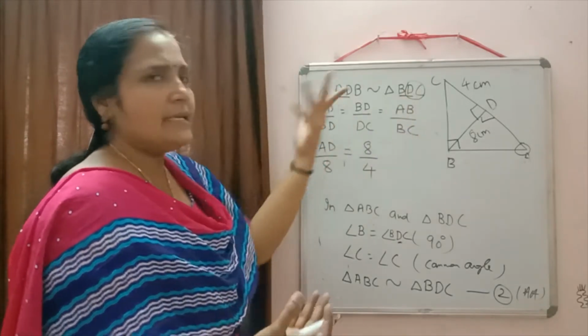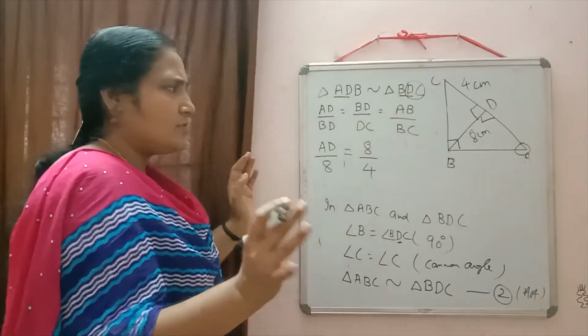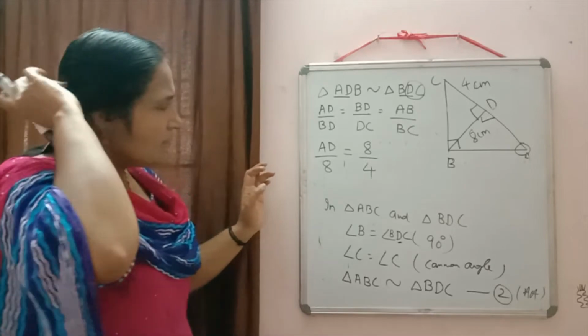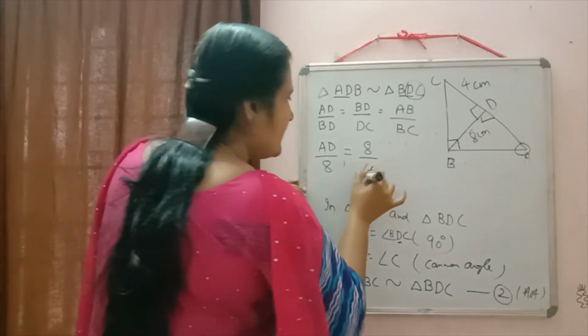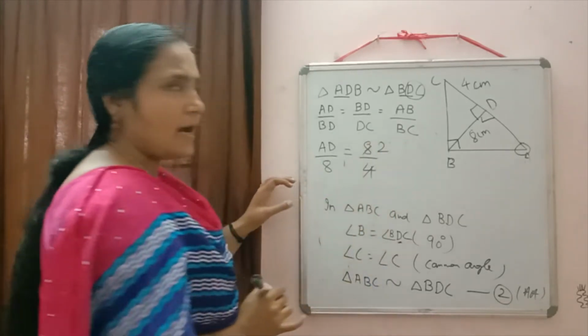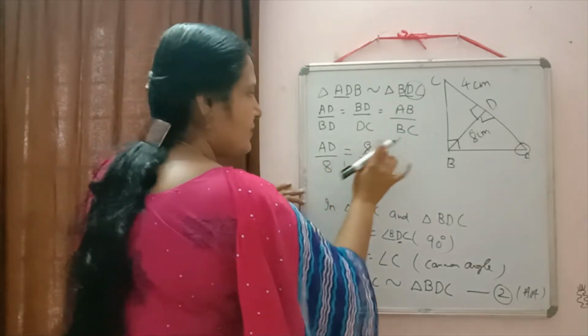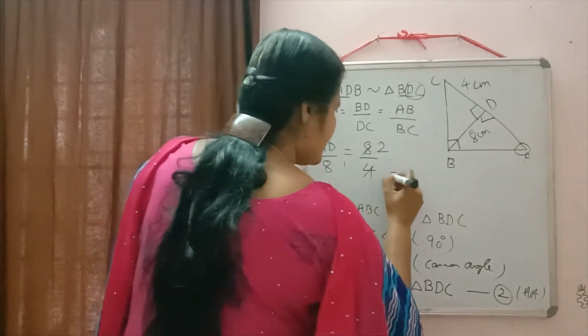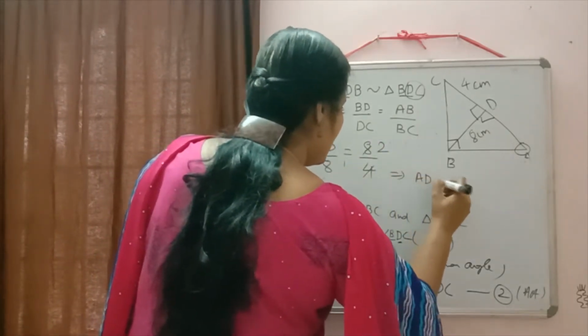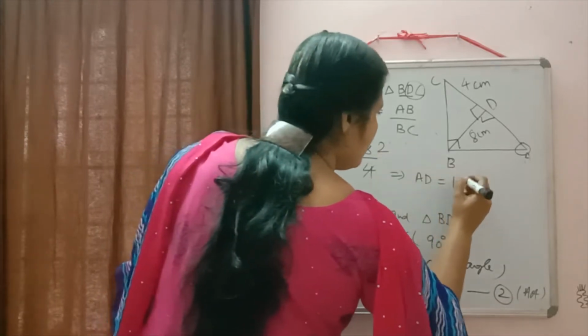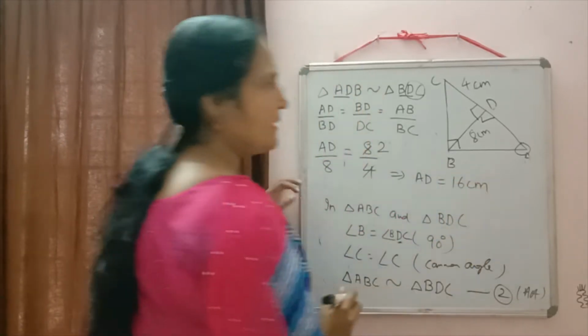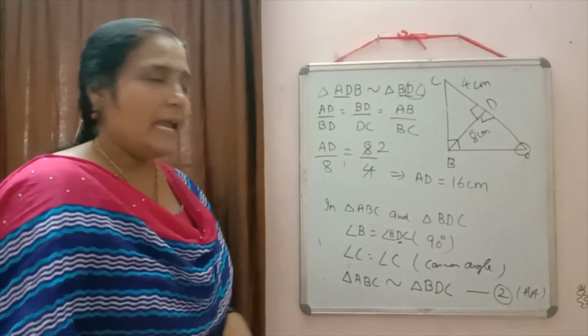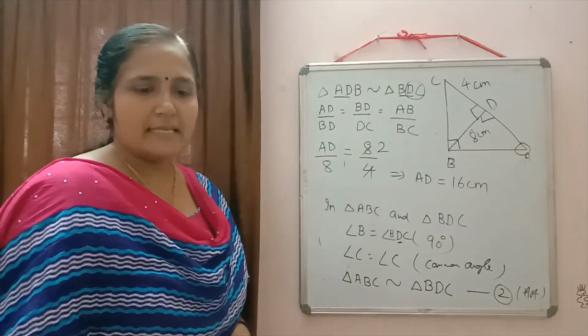So we don't need that ratio. Don't write that ratio there. So here what can we do? Yes, we can cancel it here only. So 4 2s are 8. Then we can shift 8 to the right hand side. Then AD is equal to 8 into 2, 16 centimeters. So we got AD is equal to 16 centimeters.